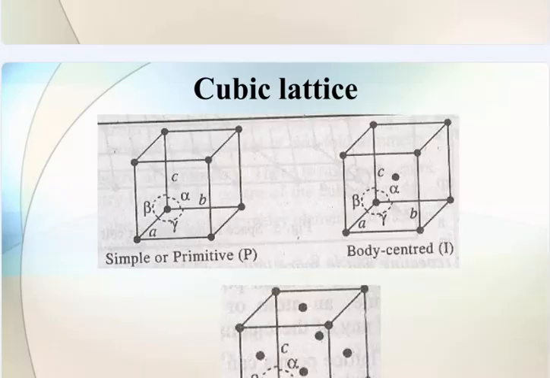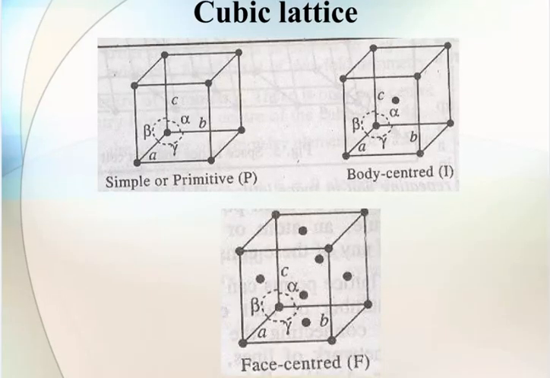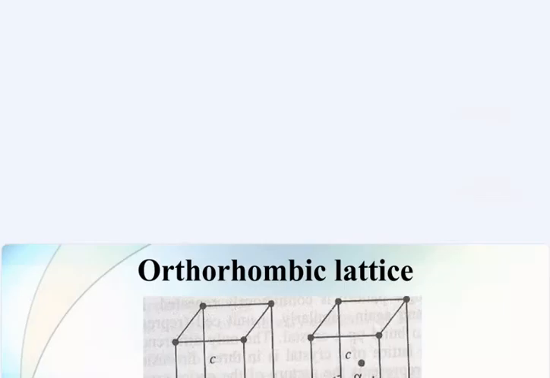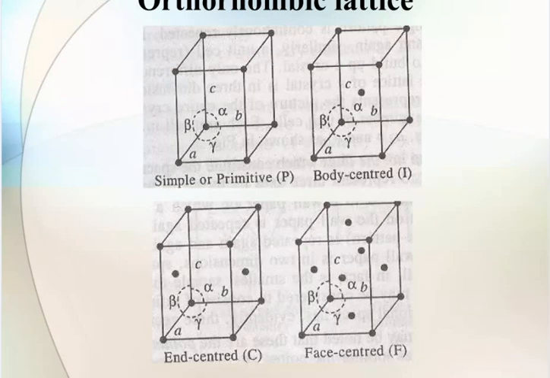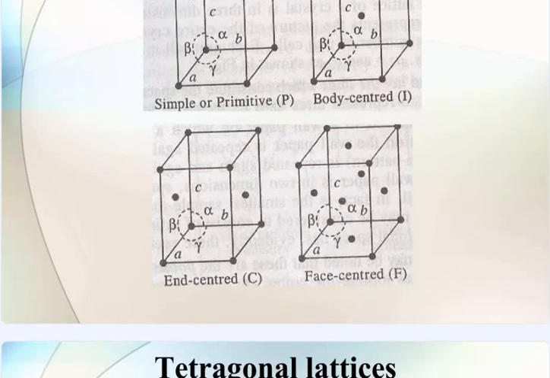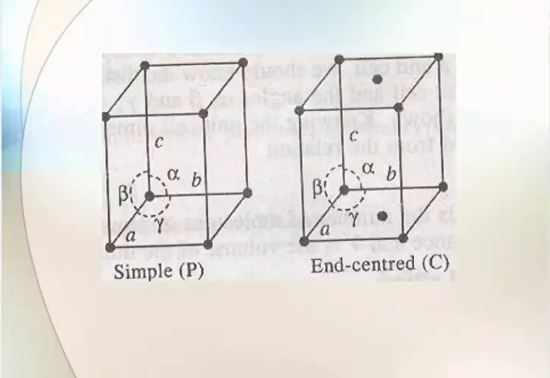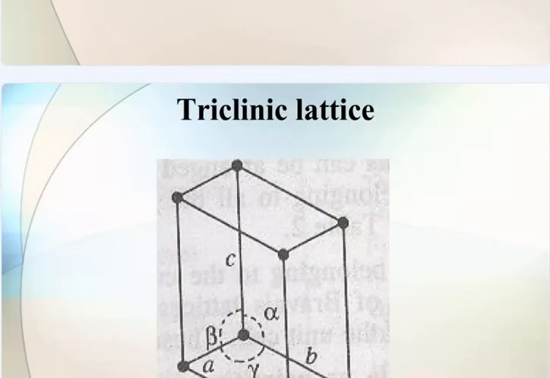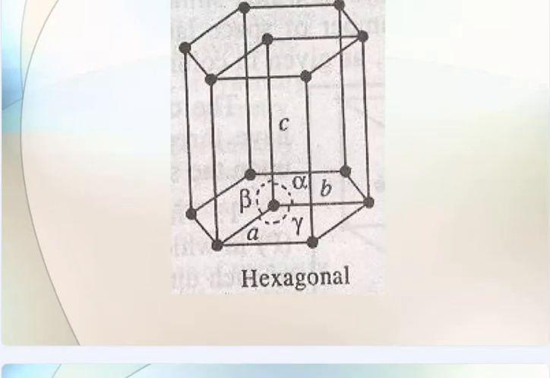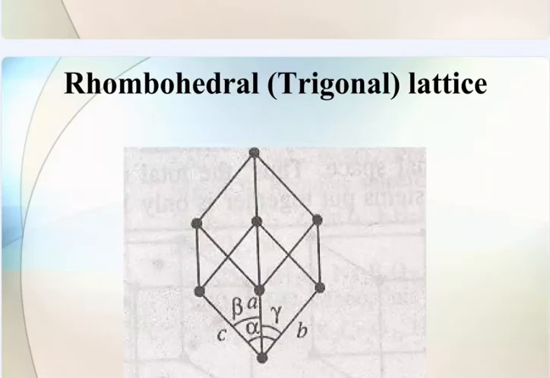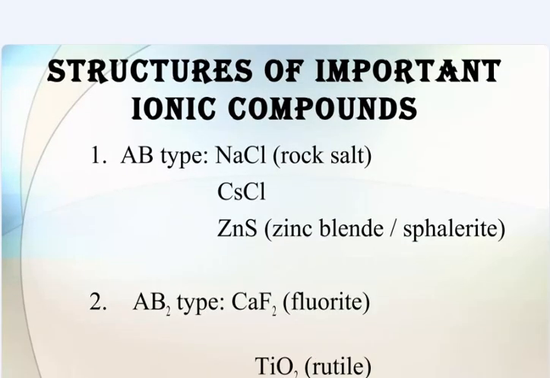Like you can see, the cubic lattice is simple or primitive, body centered and face centered. The orthorhombic system is simple, body centered, end centered and face centered. Tetragonal lattice: simple and body centered. Monoclinic: simple and end centered. Triclinic, you can see triclinic. Hexagonal lattice, you can see the hexagonal. Rhombohedral lattice.